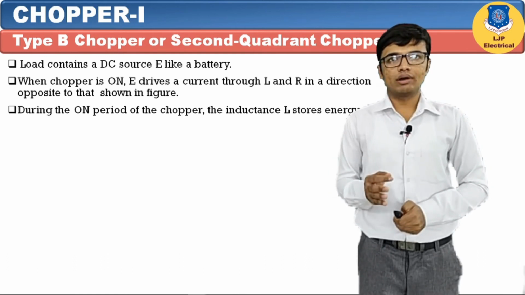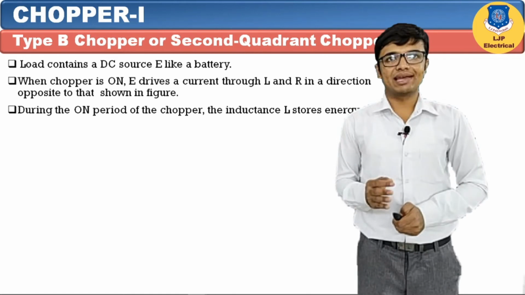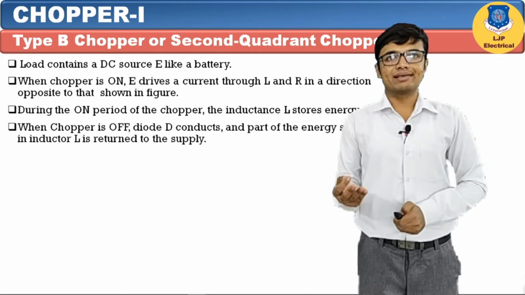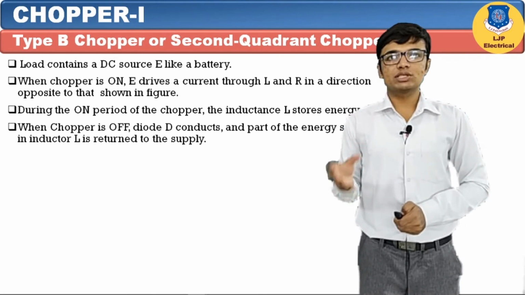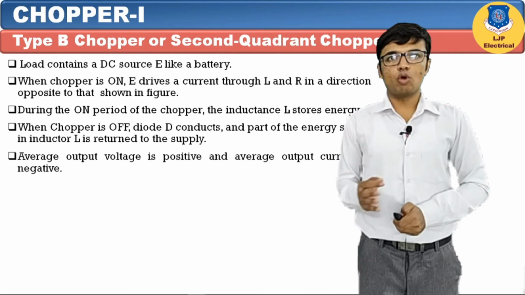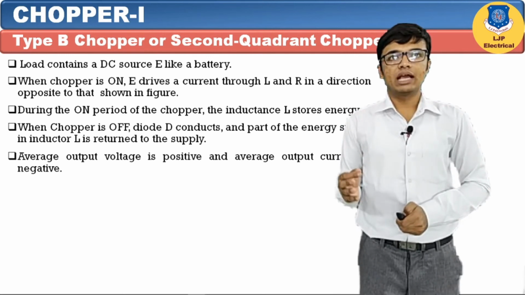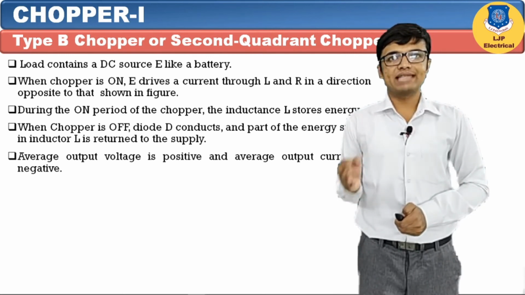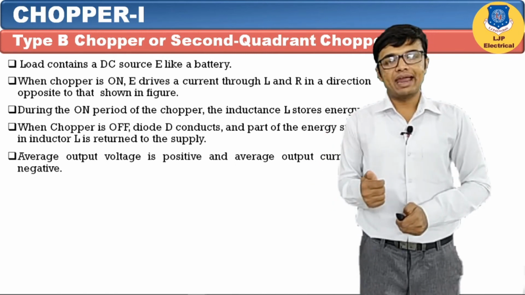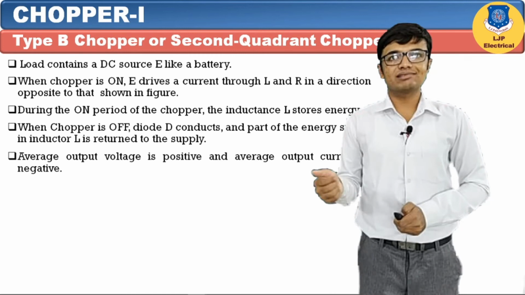When the chopper is on, the inductor will store the energy inside. Now if we turn off the chopper, the diode will be forward biased, and the same inductor having stored energy will return it to the supply. And average output voltage is always positive and the average output current is always negative, and the current will flow from the output to the input. It means motor will operate as a generator.